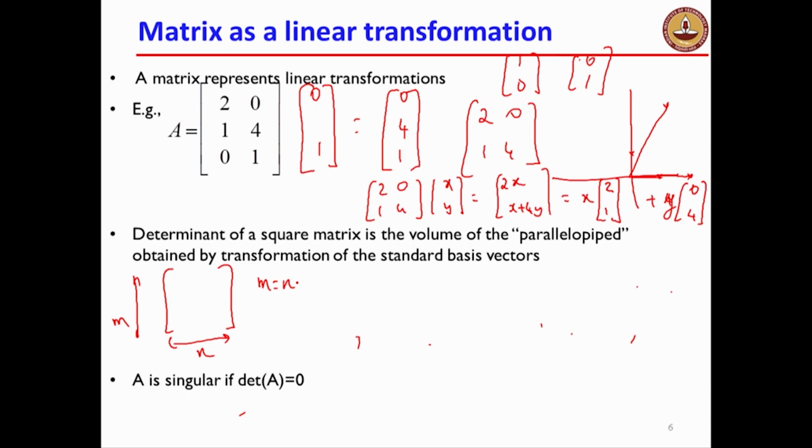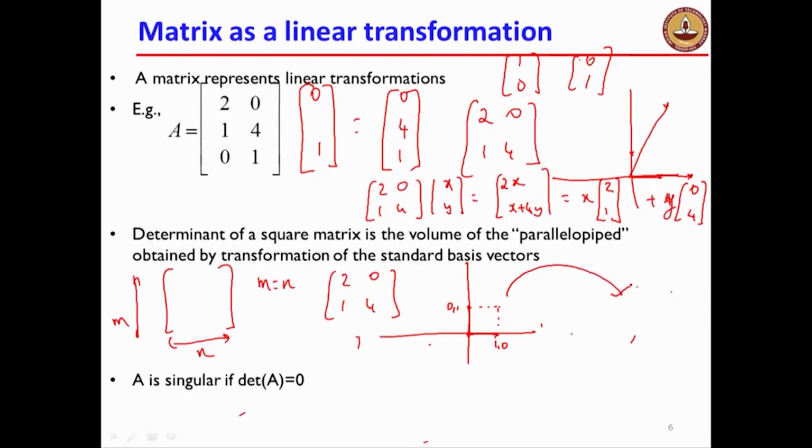So for this, you can ask this question. Suppose I take this matrix 2 0 1 4, and this is the original, 1 0 and 0 1. In this case, let me call this a unit cell, the first square that is formed by these two standard basis vectors. Let me call this matrix A.